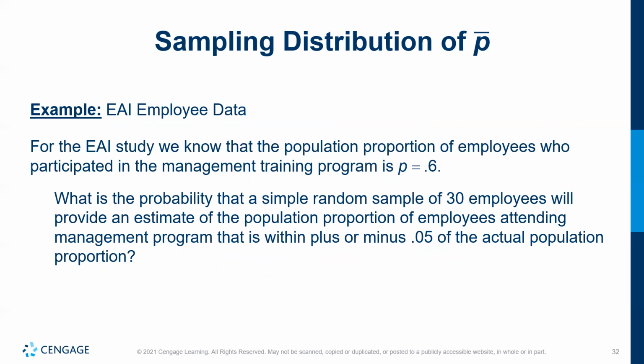So let's go through an example. That'll do better than focusing on it. For the EAI study, we know the population proportion of employees who participated in the management training program is 0.6. In other words, 60% of the employees for the whole population had participated in the management training program. So what's the probability that a simple random sample of 30 employees will provide an estimate of the population proportion within plus or minus 0.05 of the actual population proportion?